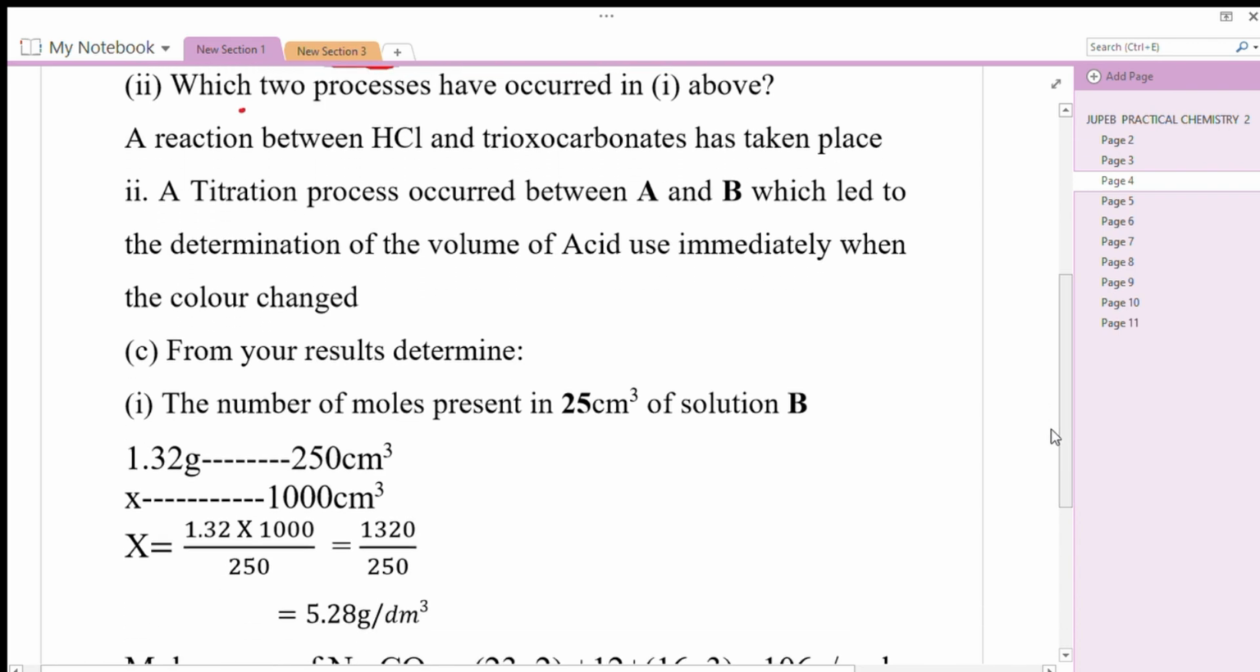Question C. From your result, determine the number of moles present in 25 cm cube of solution B. Remember, in solution B, you are given 1.3 gram in 250. You're going to convert that to what? Gram per dm cube. We must do that. So all of this explanation, look at what I've written here. In converting, you're going to have 5.28 gram per dm cube.